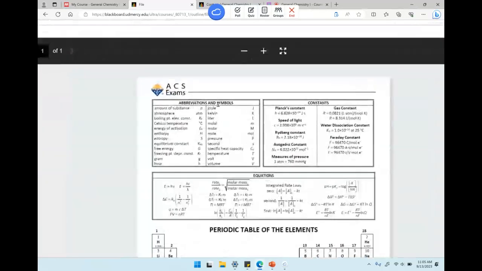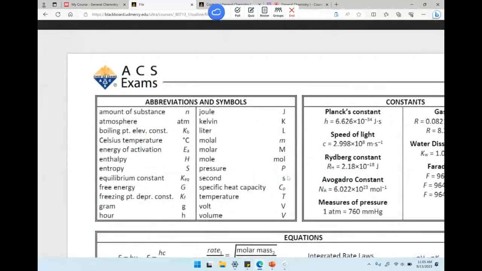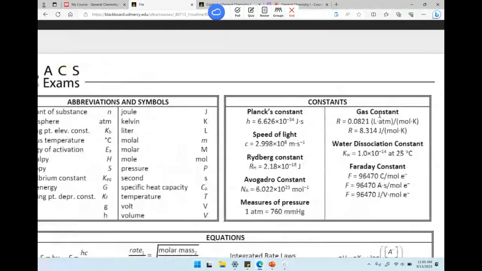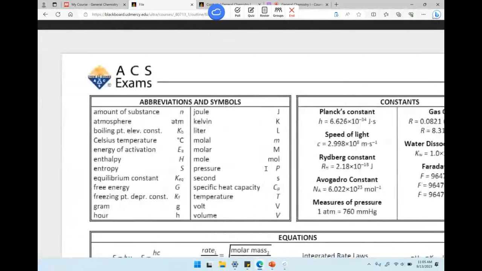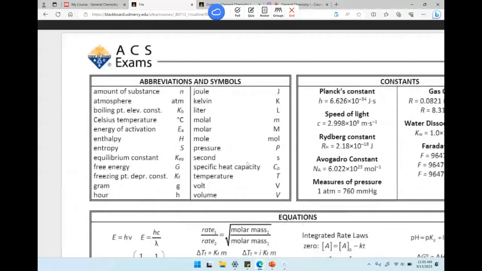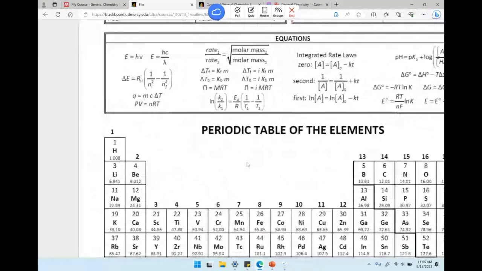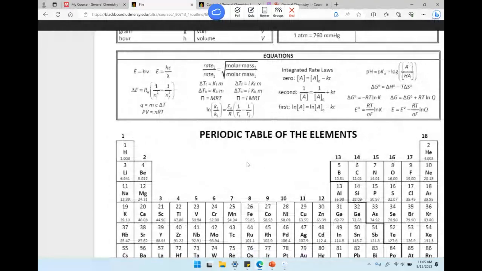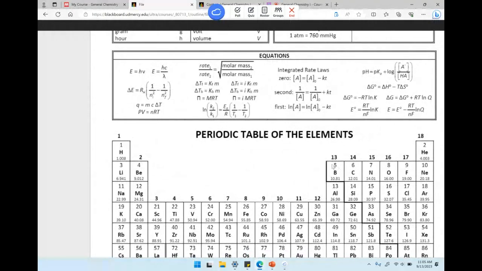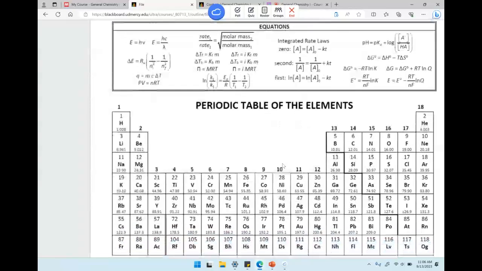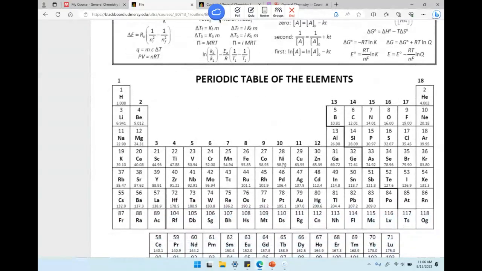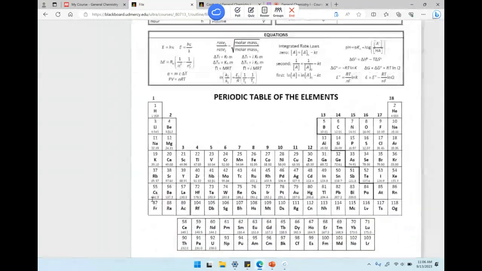There are some abbreviations and symbols up here that might be helpful. I don't think we need really any of these for this first exam as far as the constants go, but in the future we will. And then the periodic table has all of the element symbols. It has the atomic number, which we will talk about, and the mass, which we'll talk about today and Friday. And so that's what you have. So that's on my next slide. Those you have to remember.